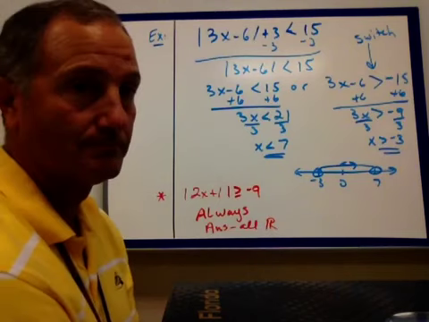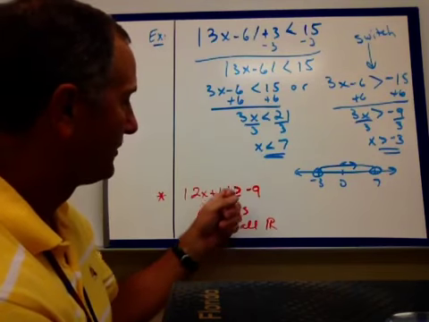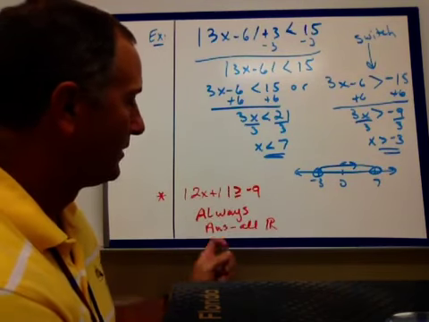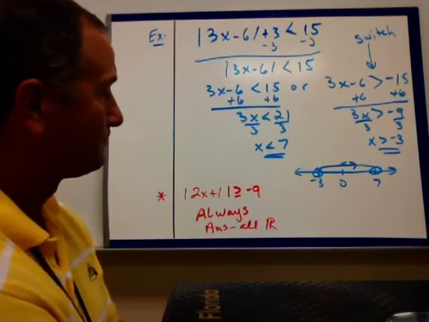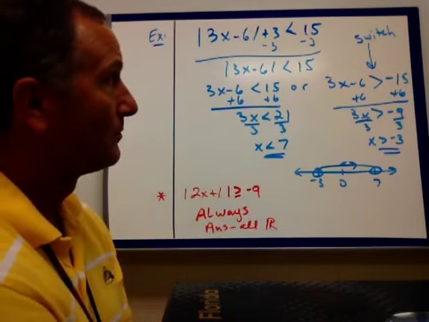All real numbers. Okay? This is always true. The absolute value is always bigger than a negative. So your answer is all real numbers. Okay? So be aware of that as you work through some of the problems.